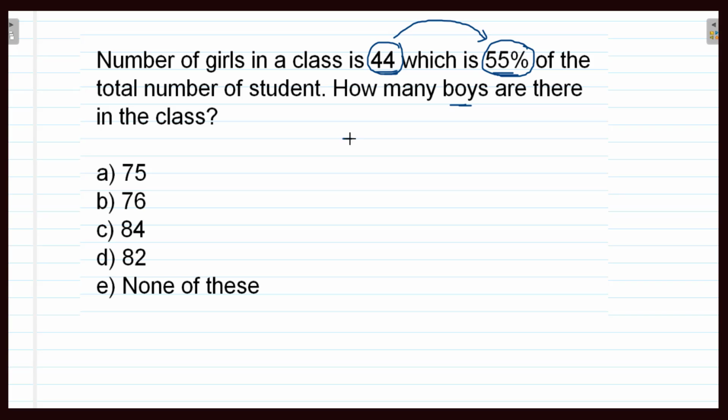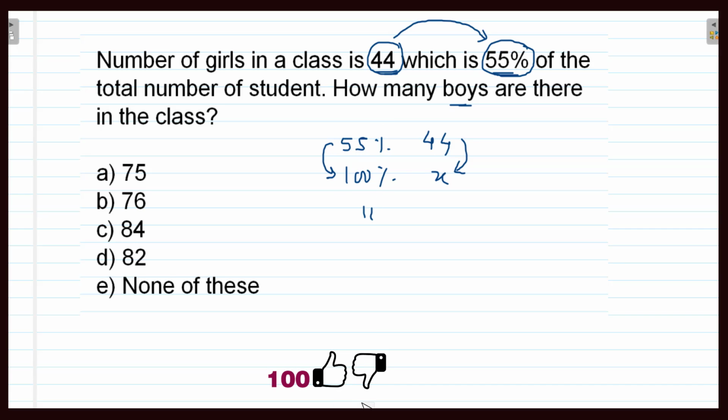So we can write that 55% is what? It is 44. Then 100% will be how much? 100% students means the total number of students. So how will you solve this? If this is increased, this too will increase, and so this is direct variation. So we cross multiply and divide by the first term. So here it will be 100 into 44 divided by 55, and that will be equal to 80.